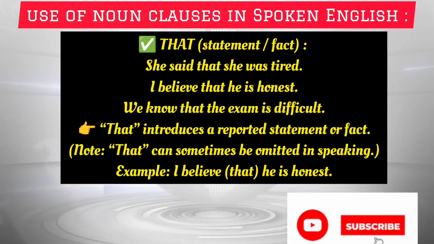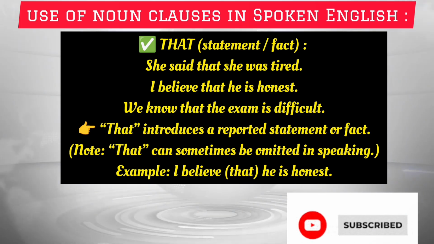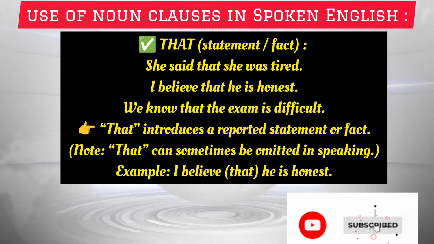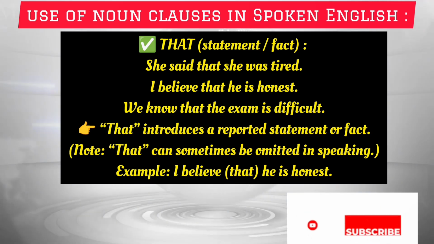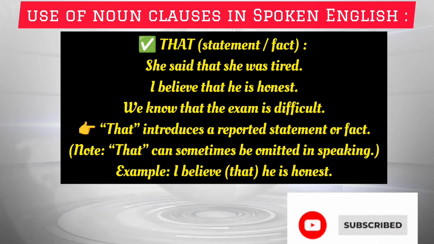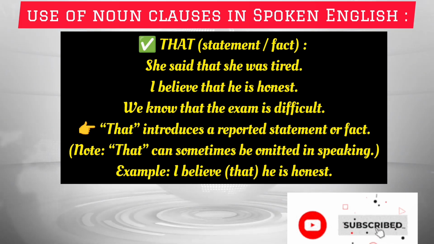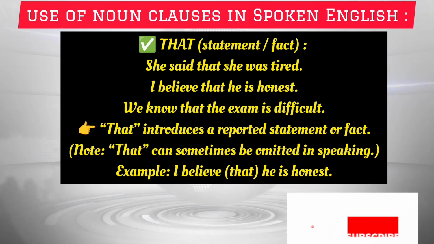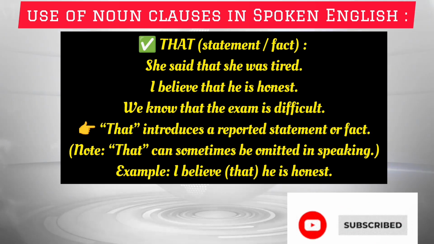As you see the second example, you can also say I believe that he is honest. Again, I'm using introducing that to introduce the fact that he is honest. So that he is honest is the noun clause. And the third example is we know that the exam is difficult. That the exam is difficult. I'm talking about a fact.